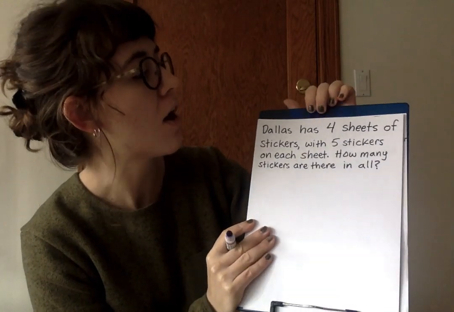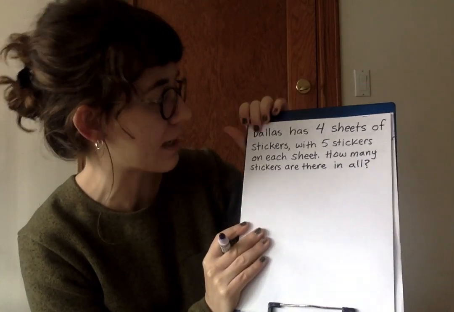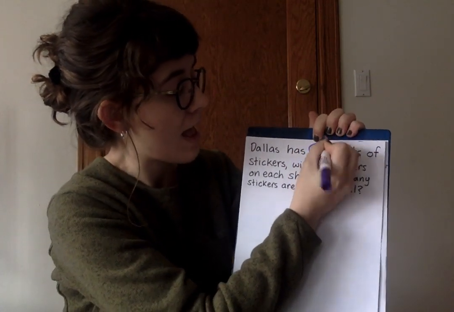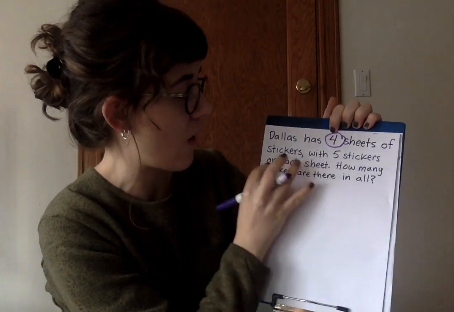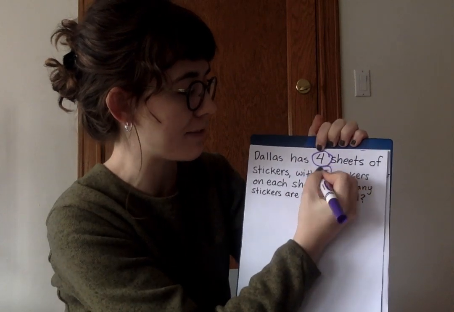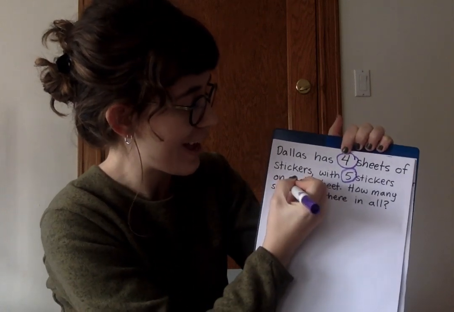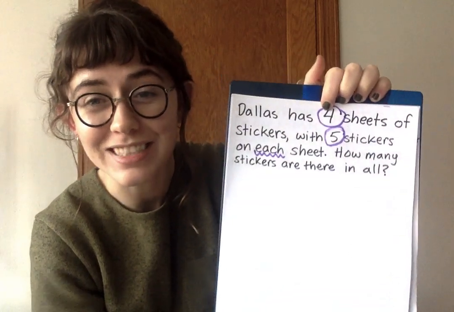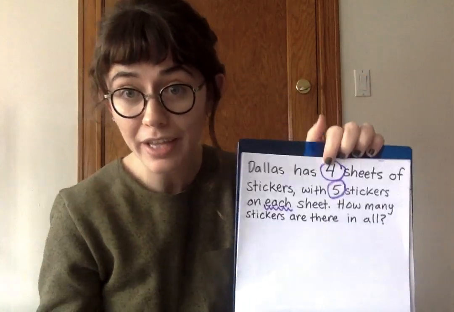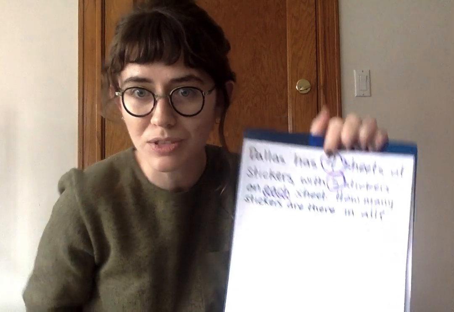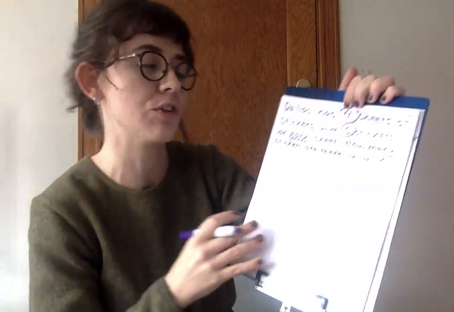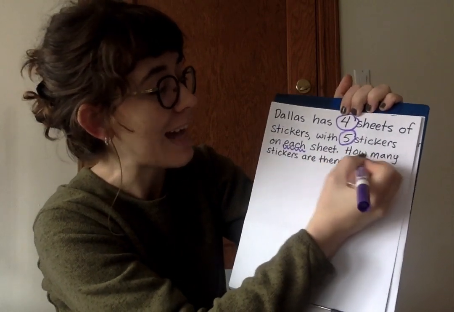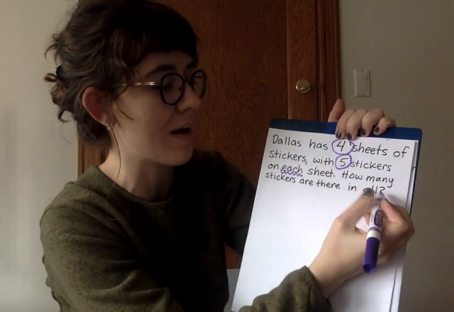Dallas has 4 sheets of stickers. With 5 stickers on each sheet. Ooh, there's 5 stickers on each sheet. Each tells me that there's the same number on each sheet, which sounds like equal groups. So this tells me that this is a problem that I could use arrays on, because of that word each. So the question says, how many stickers are there in all?